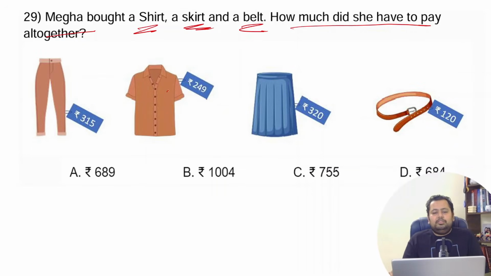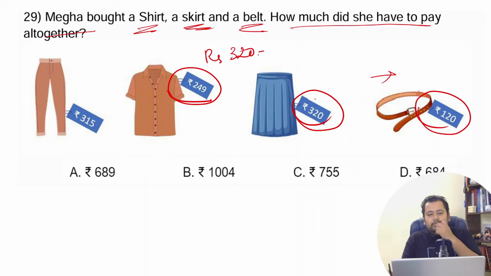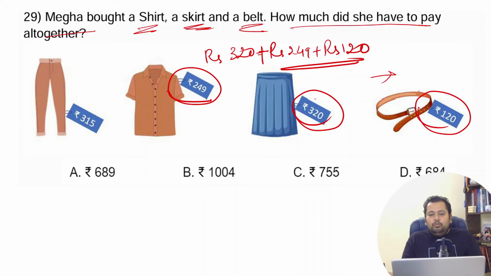Pause the video, solve it, and then we meet the other side. Great. So the shirt costs rupees 249, the skirt costs rupees 320, and the belt costs rupees 120. Now, you have to add all these three. So in total it would cost rupees 320 plus rupees 249 plus rupees 120, right? If you do this overall operation, you will find the answer to be 689. That is your correct answer. If you got it correct, give yourself a star.